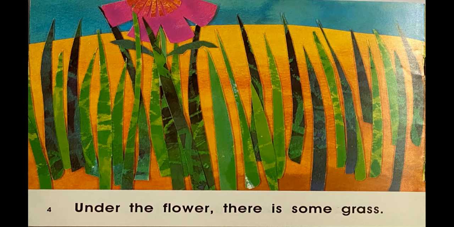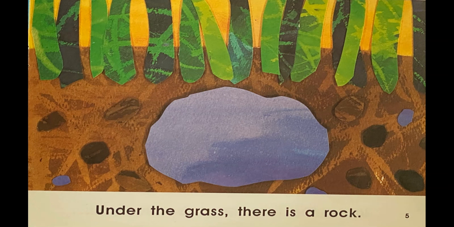Under the flower, there is some... and see if they'll fill in that there's some grass. You can talk about the color of the grass or how tall it is, and then ask for comprehension. So, what was under the tree? A flower. And what is under the flower? Grass. Under the grass, there is a... rock. That's right, there's a rock under the grass.